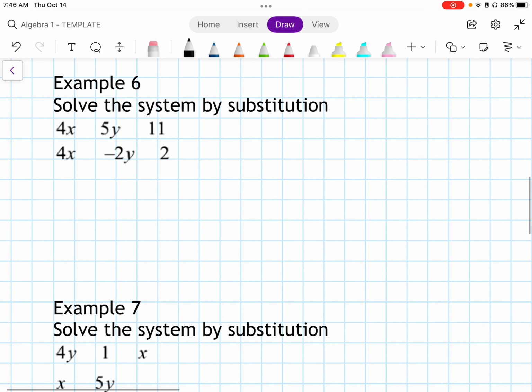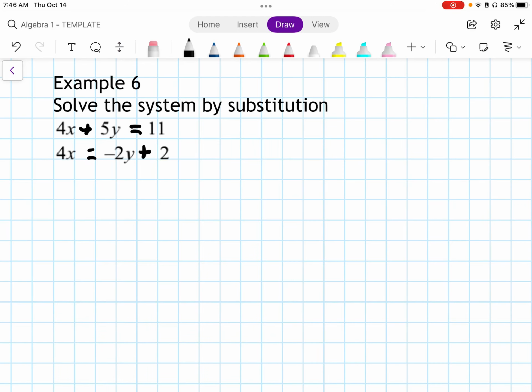Example 6. This should be 4x plus 5y equals 11, and 4x equals negative 2y plus 2. Now this one's not set up for us already. We're going to have to make a decision on which variable we want to solve for, right? There's 4 different variables here, and so we could take it 4 different directions right now. You want to try to make a decision on which one would be easiest. To me, that means which one does not make fractions. And the only one that I'm seeing that wouldn't make fractions is if I solve for that y. So I'm going to do that now.